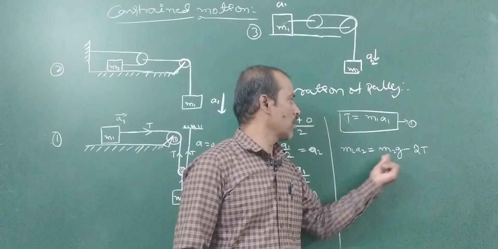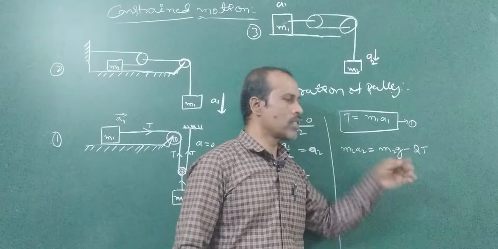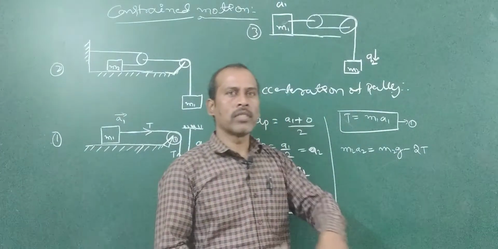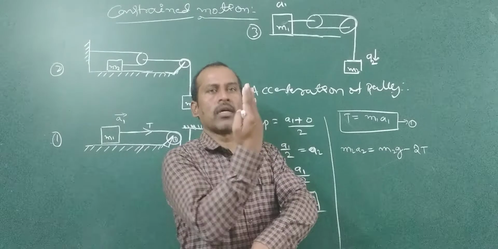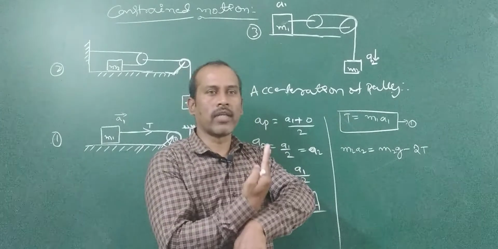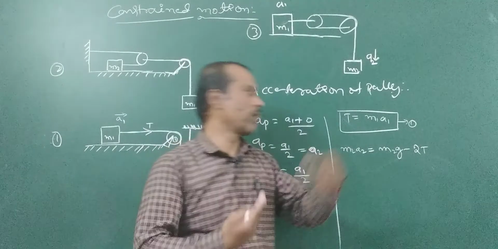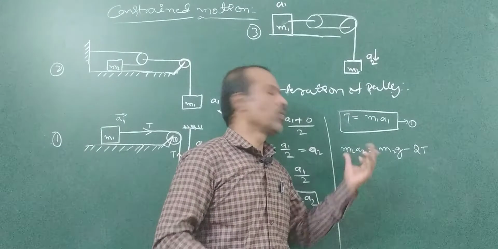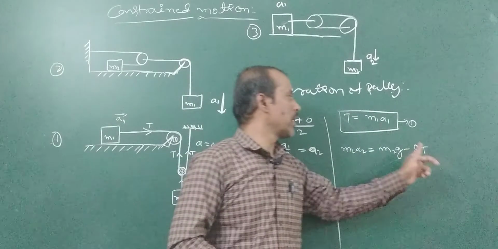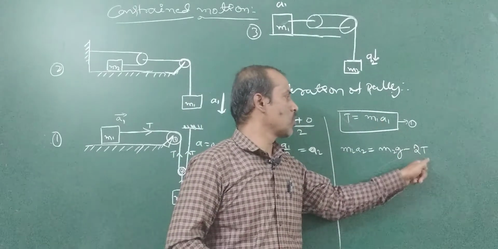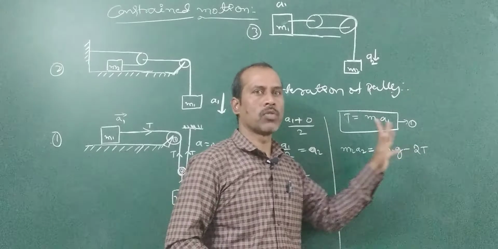Here M2G is the downward force, and 2T, the tension force, acts in the upward direction. Both are in opposite directions. The net force is equal to M2 A2. So the value of T is substituted here.